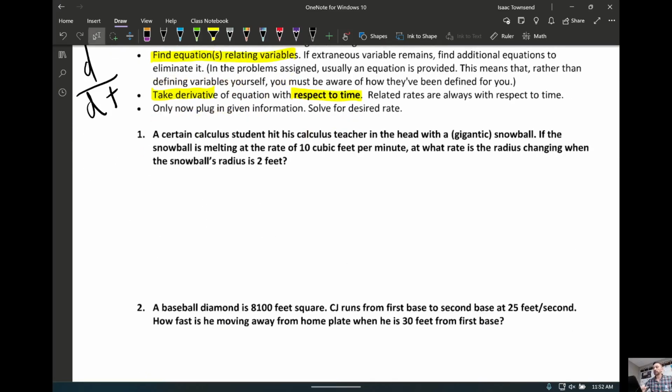Okay, so the first one is about a snowball. So what mathematical shape is a snowball? It is a sphere and it's melting at a rate of 10 cubic feet per minute. And it's melting, so that would be negative, a rate of negative 10 cubic feet per minute. You really do want to write the units here.